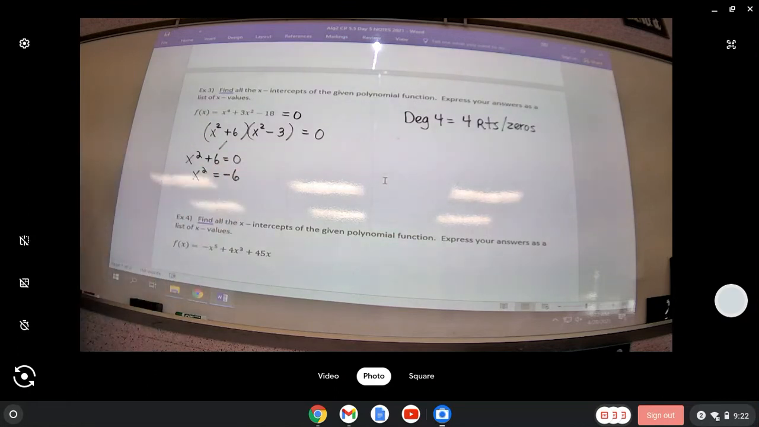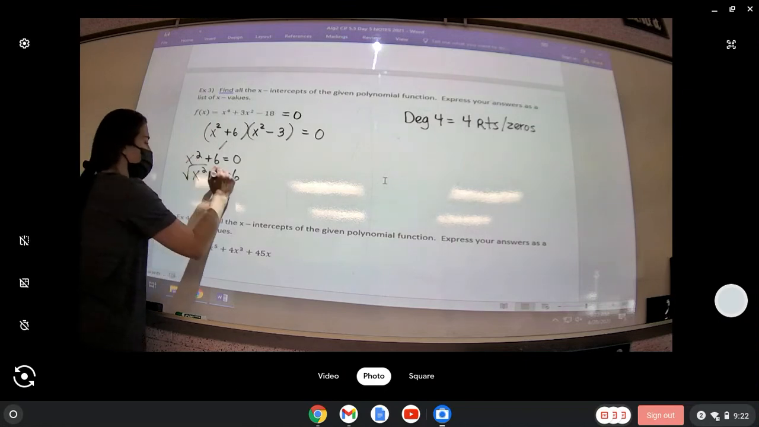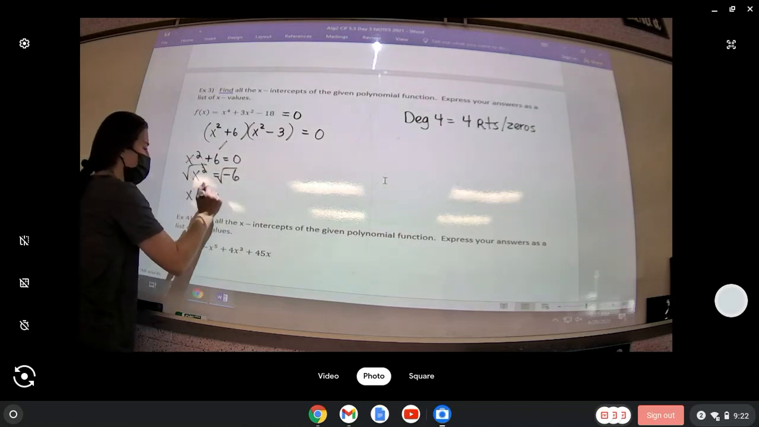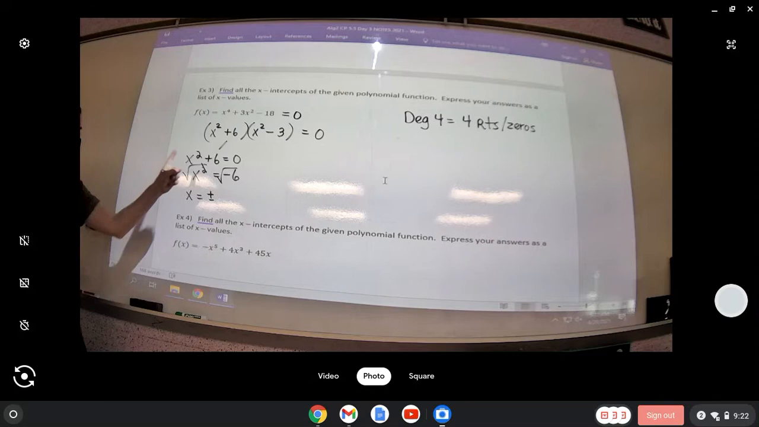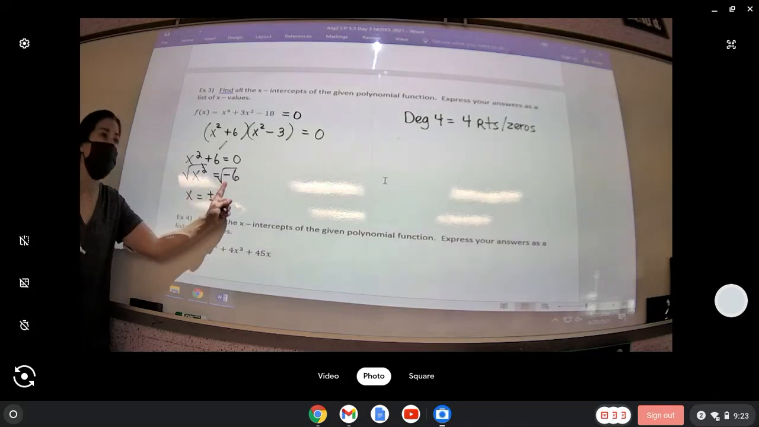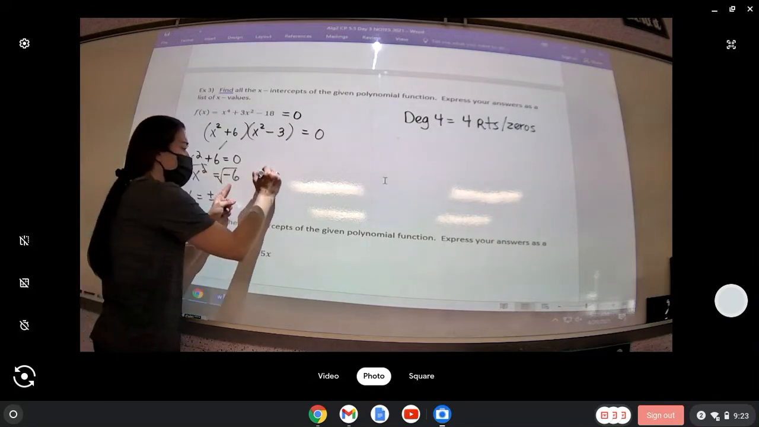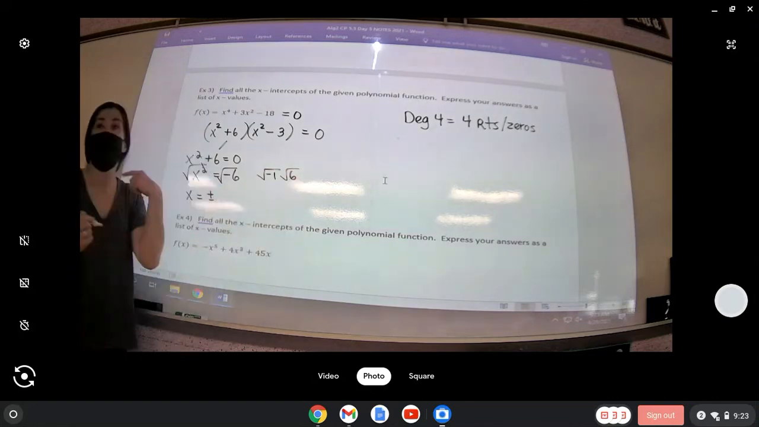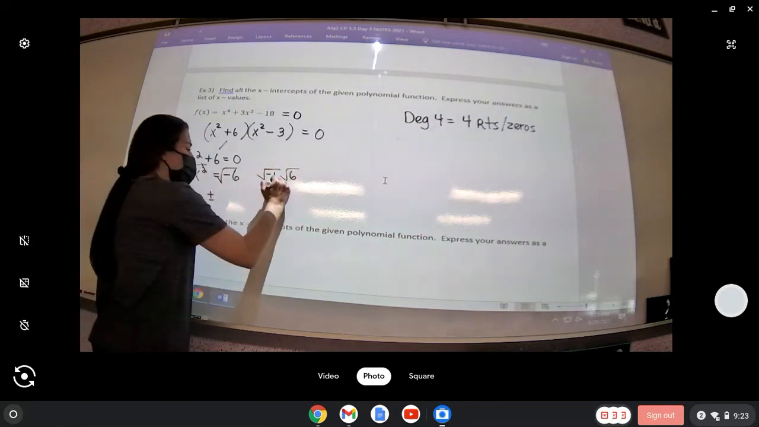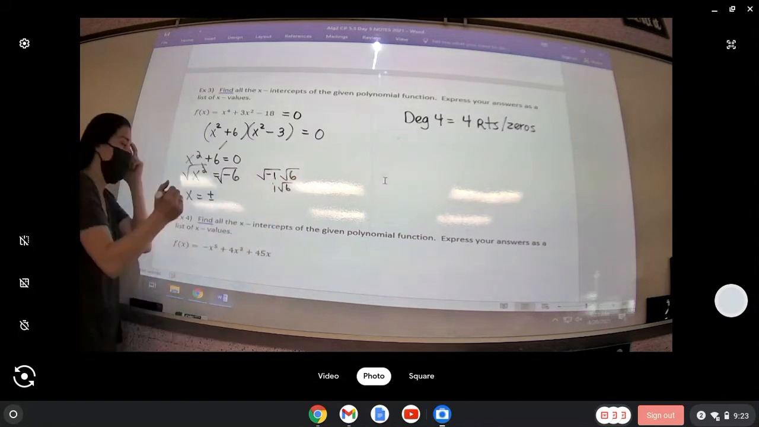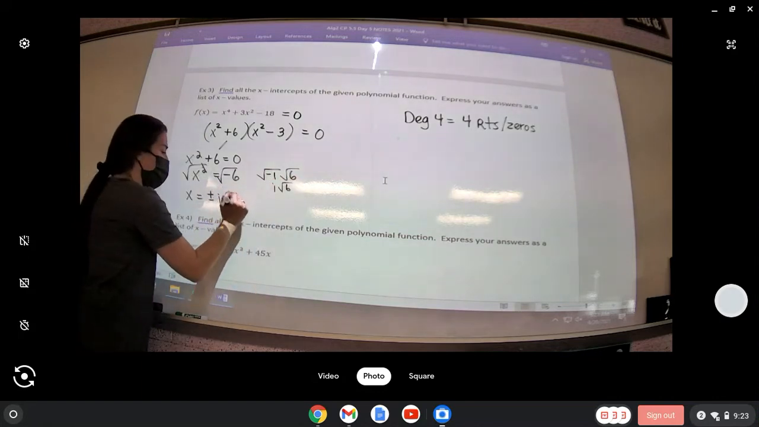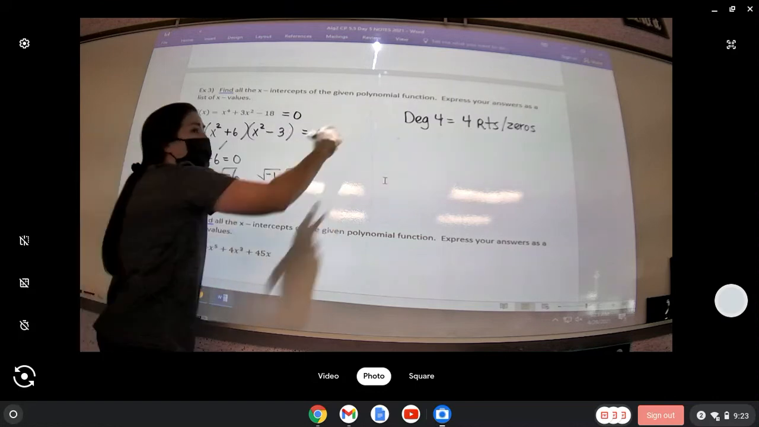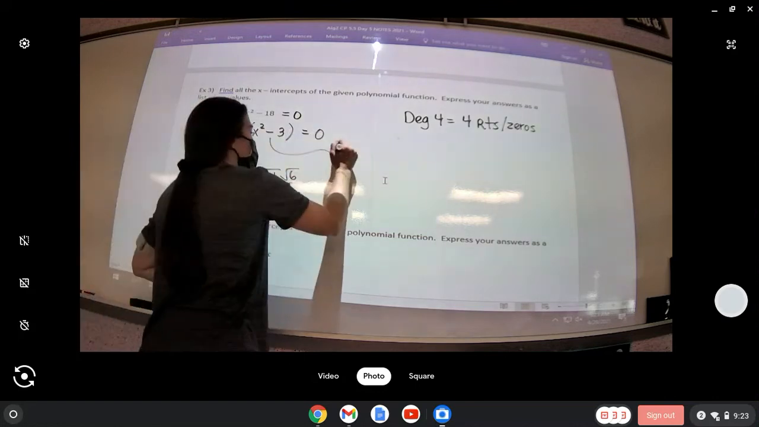That's not good, but I'm going to keep going anyway just to get the practice. X will equal plus or minus, I'll get 2 answers from this degree 2, the square root of negative 6. The first thing I would do is rewrite that by pulling out that factor of negative 1. And then the factor of negative 1, that's our i. And then the square root of 6 can't be simplified. So plus or minus i root 6. Those are 2 of my 4 roots or zeros.